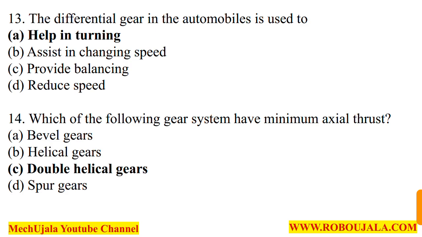Now in question number 14 they are asking which of the following gear systems has minimum axial thrust. So as we know guys, for minimum axial thrust we are using double helical gears because this axial thrust can be controlled by using double helical gears. So option number C is the correct option for this question.